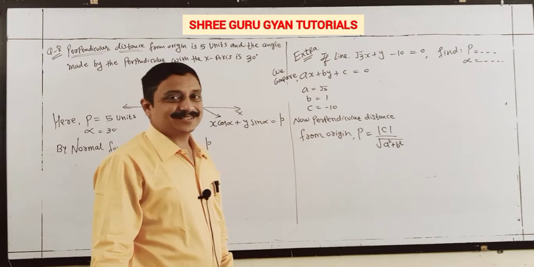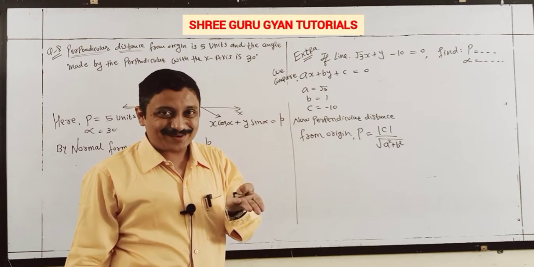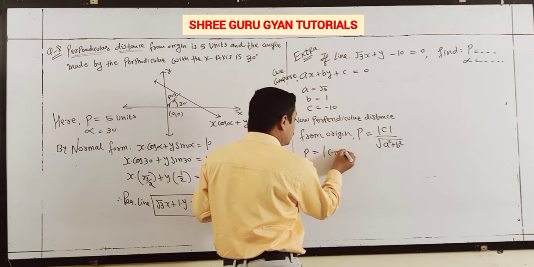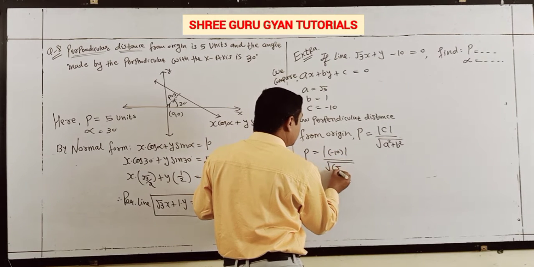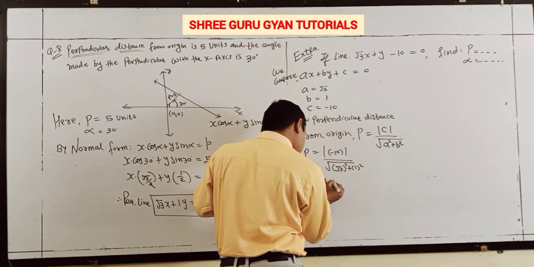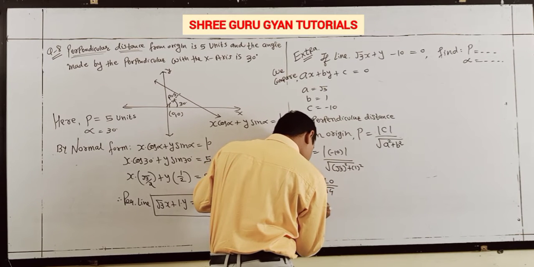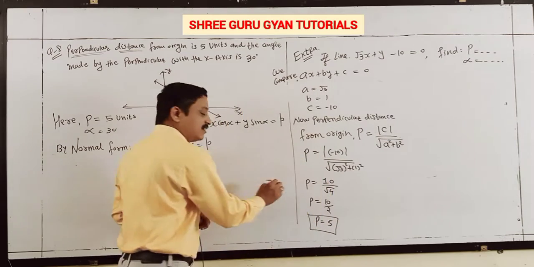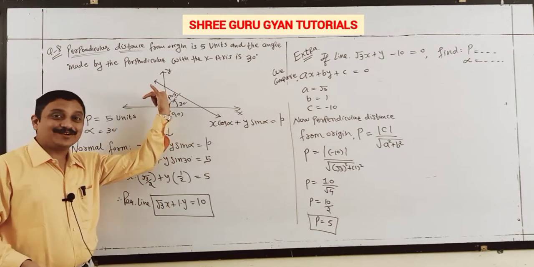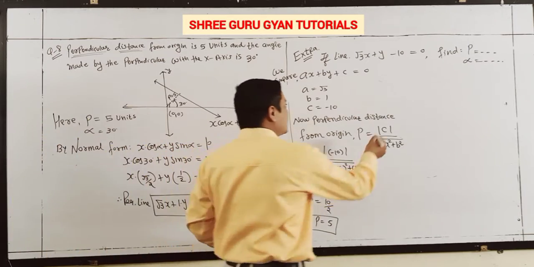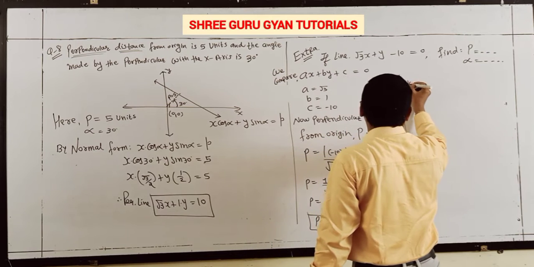And now students, c is known, a is known, b is known. You just apply here: minus 10 below under root 3 square plus 1 square. That is 10 by root 4, 10 by 2, which is 5. Check your original equation's value coming. But now I derive alpha also.